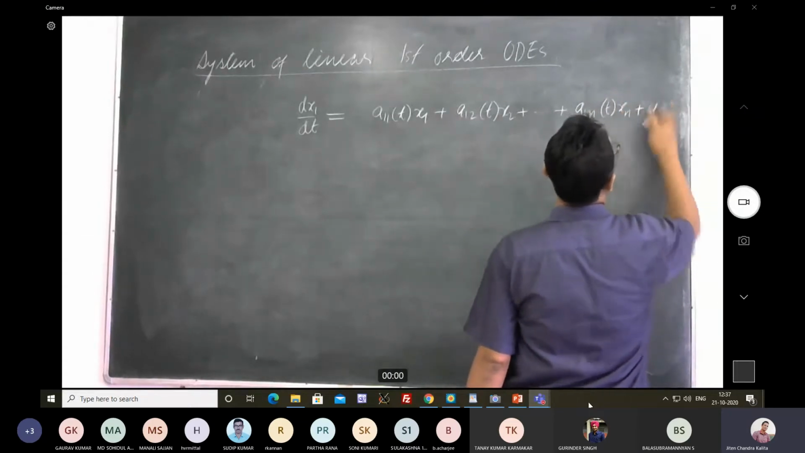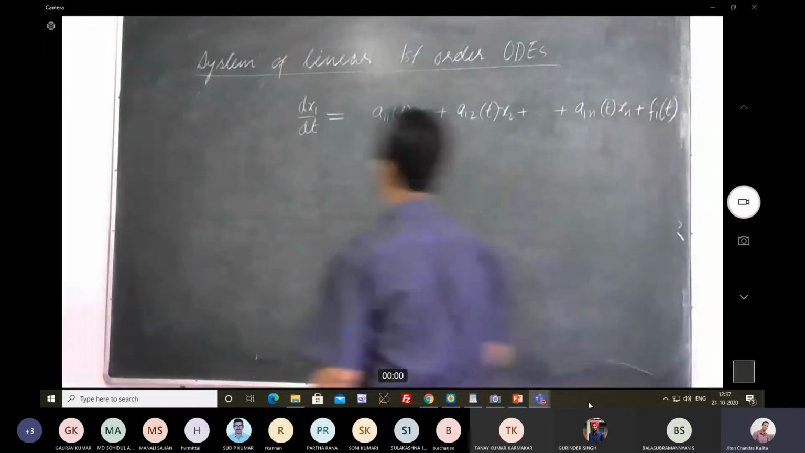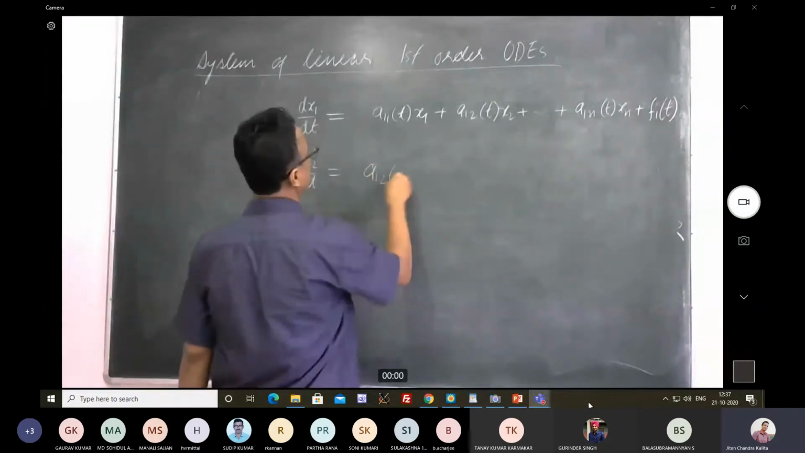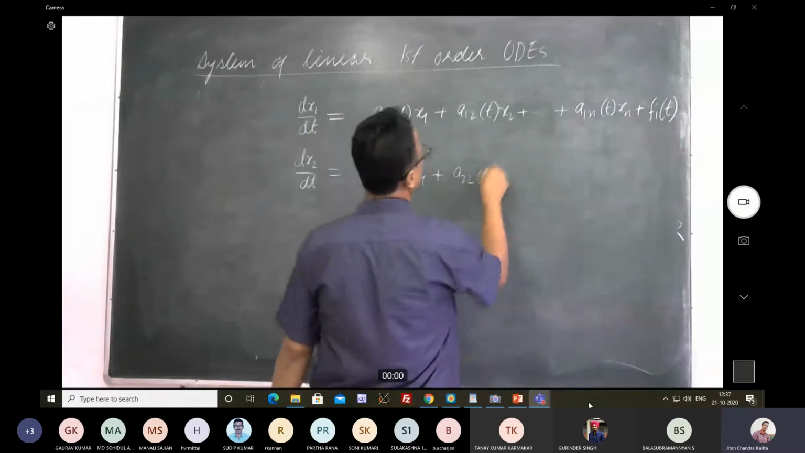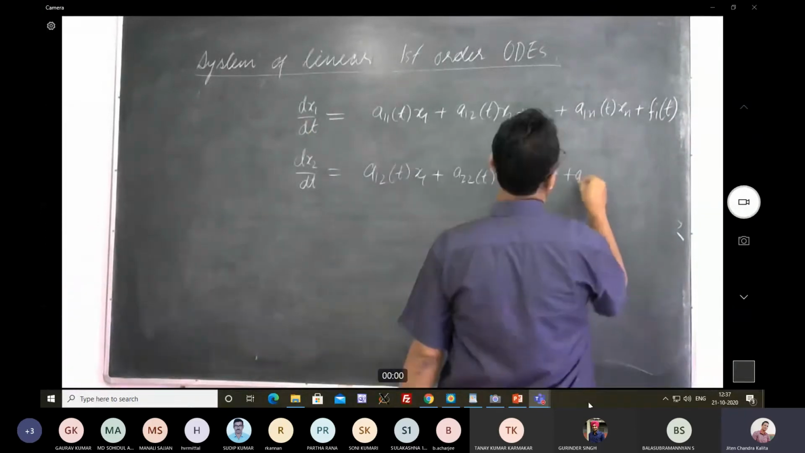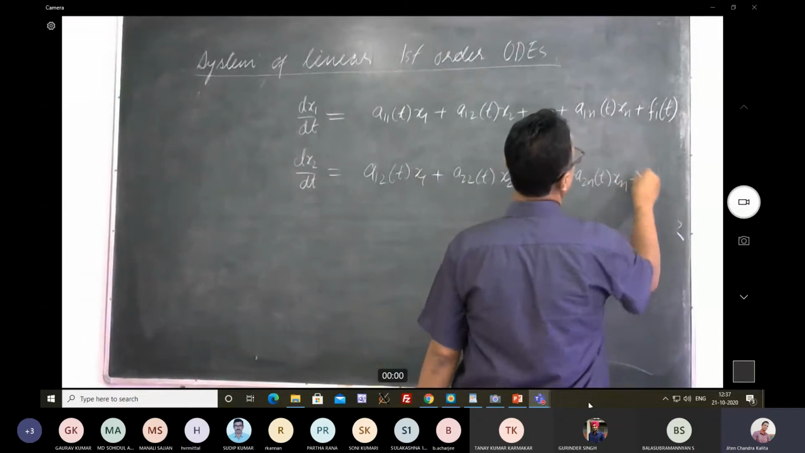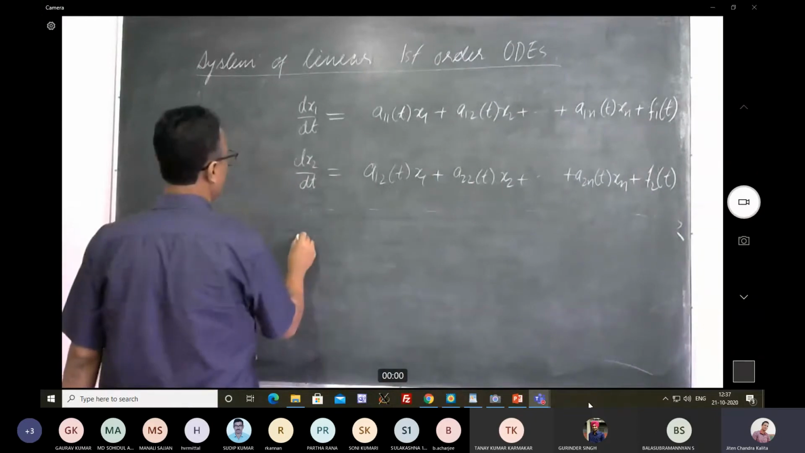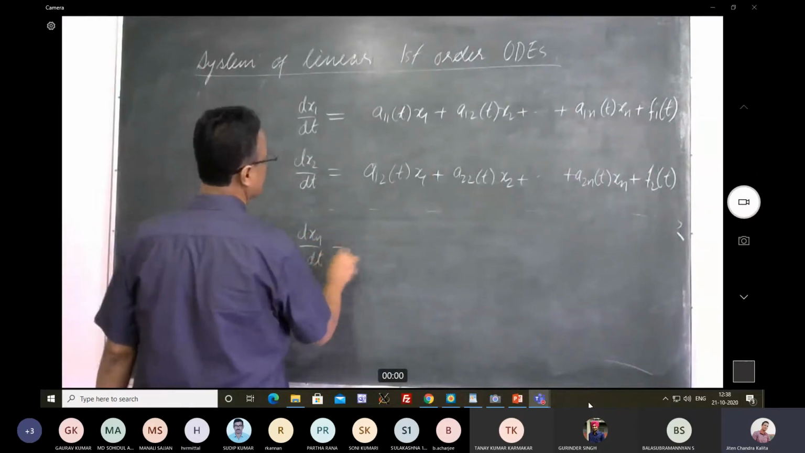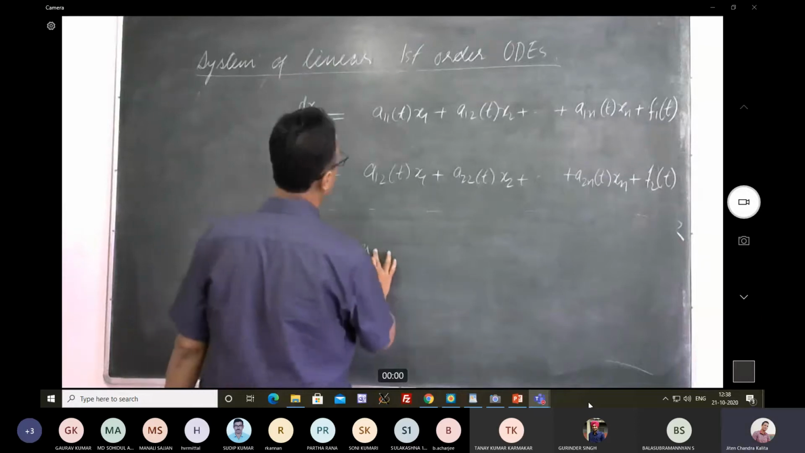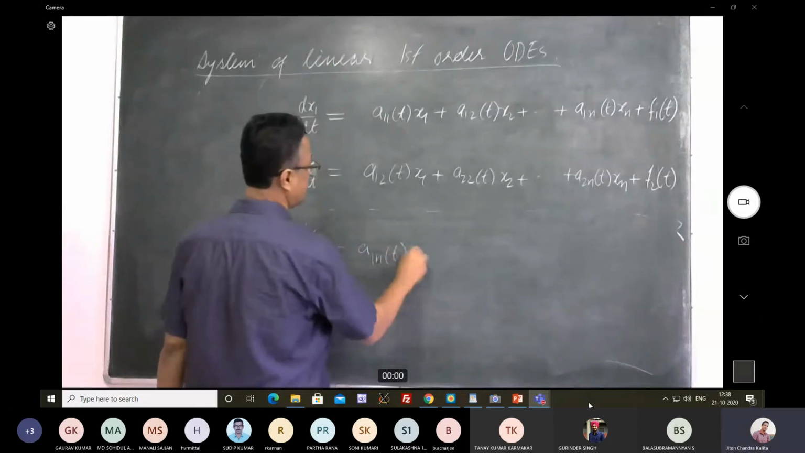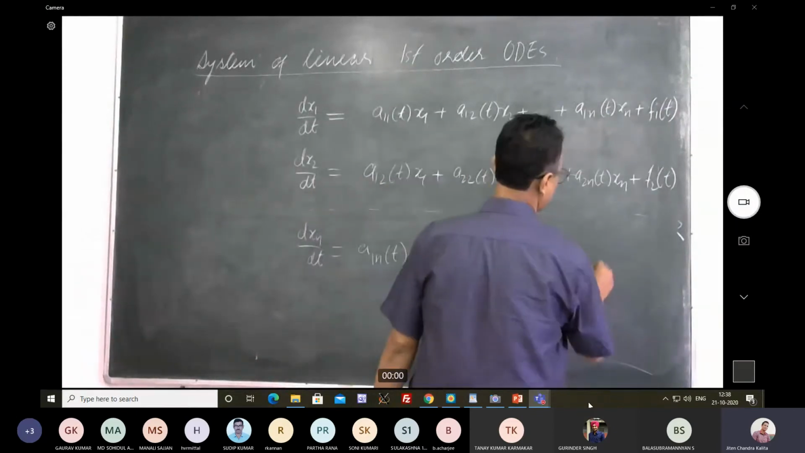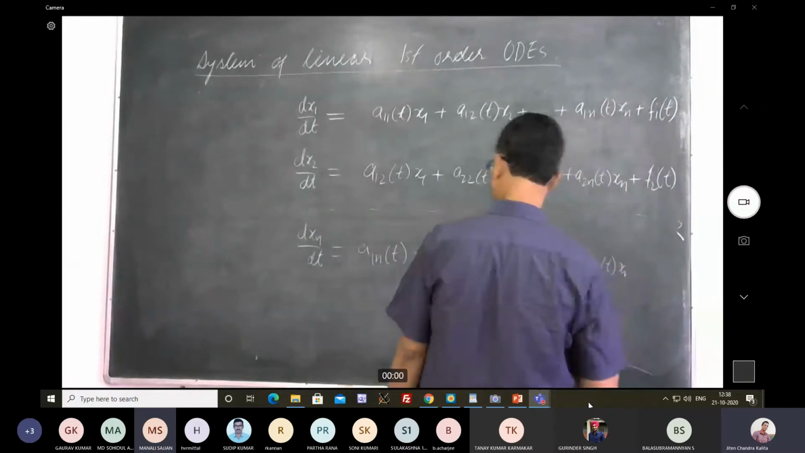Suppose this is f1(t). Similarly, dx2/dt is a21(t) x1 plus a22(t) x2, likewise up to a2n(t) xn plus f2(t), and finally dxn/dt is an1(t) x1 plus an2(t) x2 up to ann(t) xn plus fn(t). The first one would be a11, then a12 up to a1n.